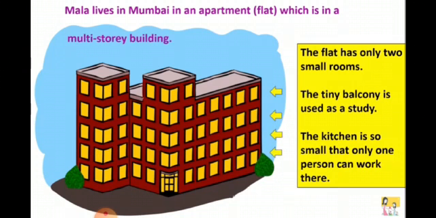Mala is a cousin of Shambhavi who lives in Mumbai in an apartment, that is a flat, which is in a multi-storey building. Children, you all know what an apartment is, right? Because we are all living in apartments right now, children. Yes? An apartment may have 14 floors, 18 floors, right children? The flat where Mala lives has only two small rooms and a tiny balcony, tiny means still small, which is used as a study room because she does not have any separate study room. The kitchen is so small that only one person can work there. So you can imagine the size of the room, children.